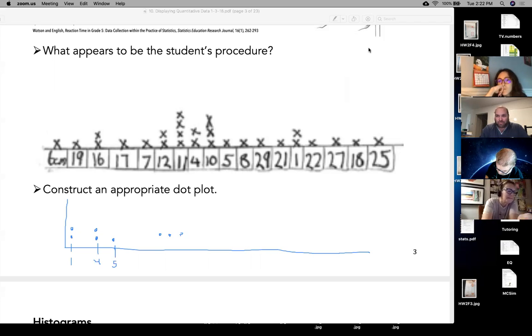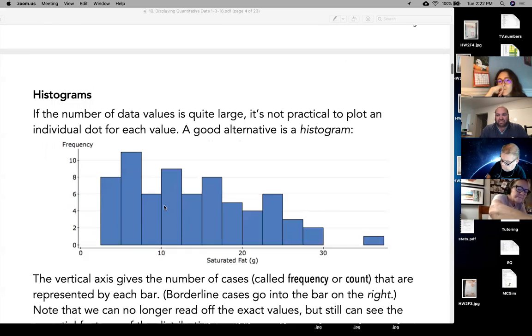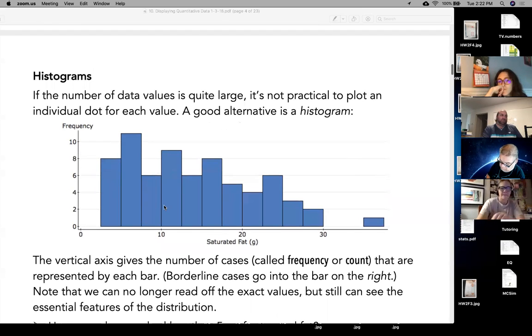Okay. Anywho, I'm going to clear these. Hopefully there's no questions on it and we will move on to the next type of visual display called a histogram.